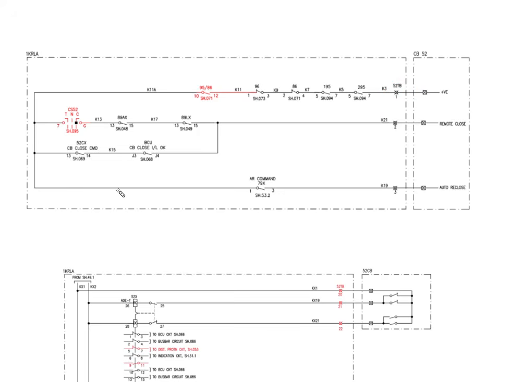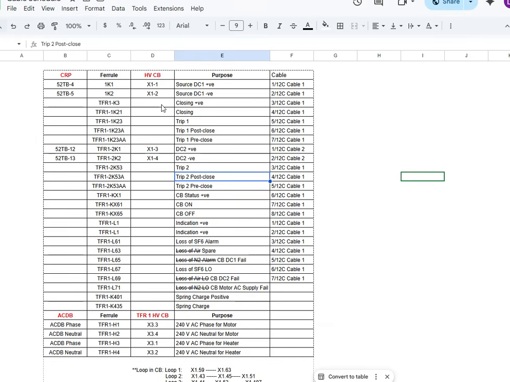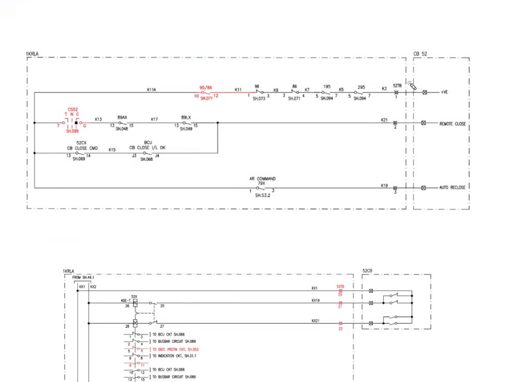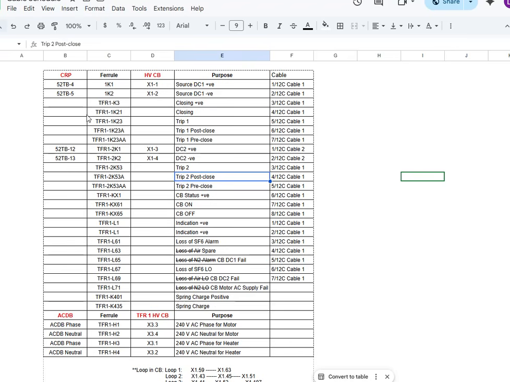Okay, we'll just note down that number. What's it again? I'll see it, 52TB-1. Okay, 52TB-1 I'll give it, and the ferrule that we have used is K5 for closing positive. Okay, and the TB number in the relay panel is 52TB-1. Okay, and now in the circuit breaker we'll see where the closing positive goes.